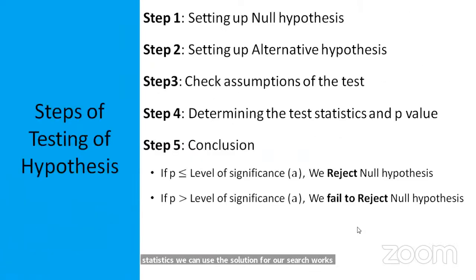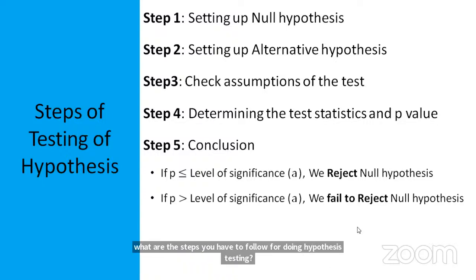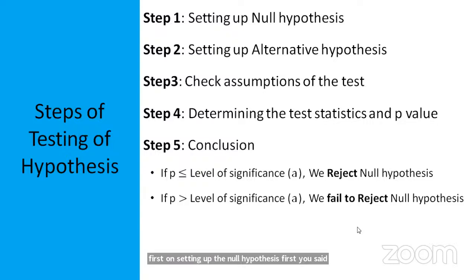Okay. So, steps of testing of hypothesis. What are the steps you have to follow for doing hypothesis testing? First one, setting up the null hypothesis. First, you say the given problem is there. For example, I will give an example. The patients suffering from chikungunya recover more than the patients suffering from dengue.